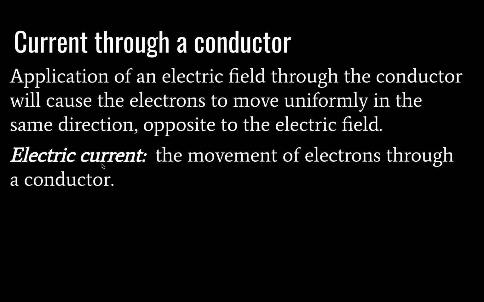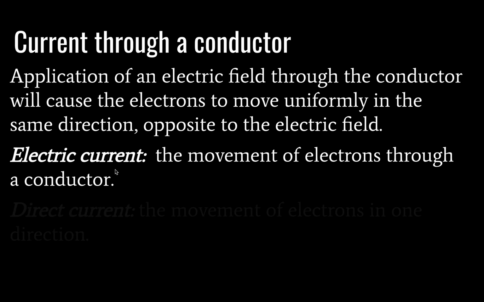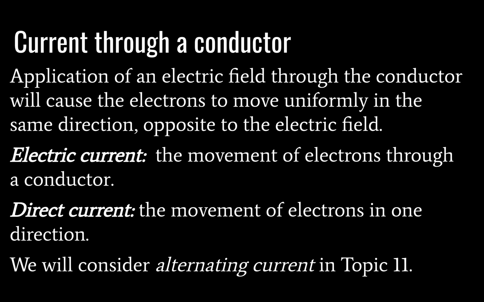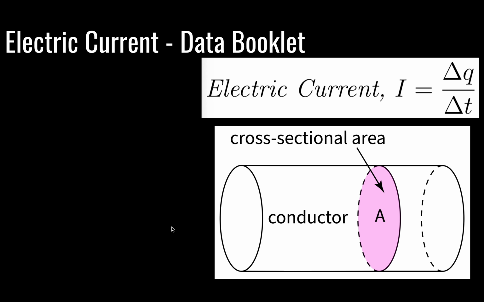So here's electric current. Electric current is just the movement of electrons through a conductor. This is probably not a surprise to anyone. Direct current is the movement of electrons in one direction. I used to make a joke about a boy band, I believe, called One Direction, but I've stopped because I know nothing about them and avoid learning anything. We'll look at alternating current in topic 11. For topic 5, we don't really need to. So we focus on direct current, movement in one direction.